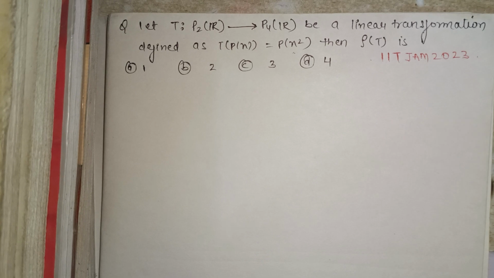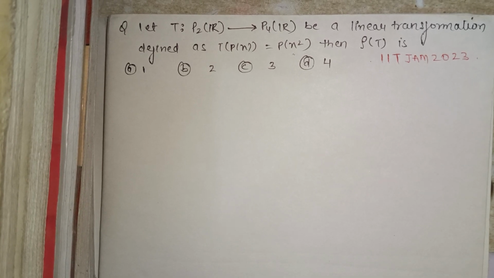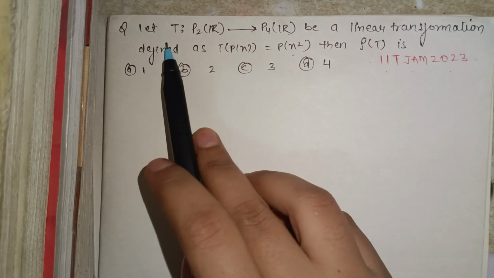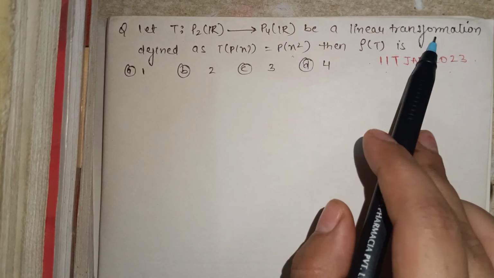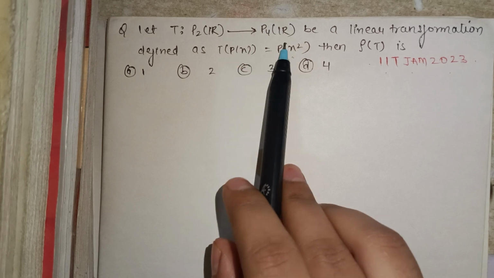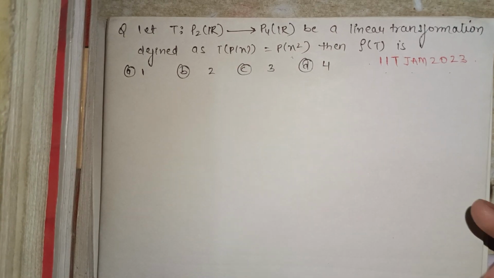In this video lecture, I am going to discuss the next PYQ of Linear Algebra asked in IIT JAM 2023. So our question is: let T from P2(R) to P4(R) be a linear transformation defined as T(p(x)) equals p(x^2), then the rank of T is, and these are the options.